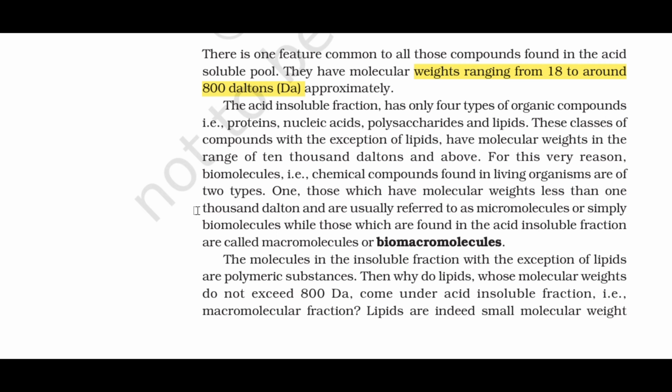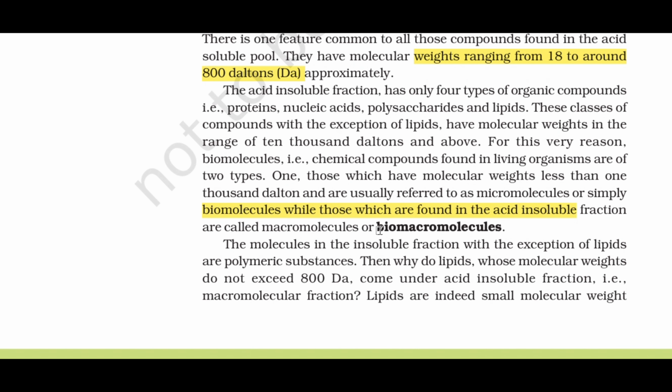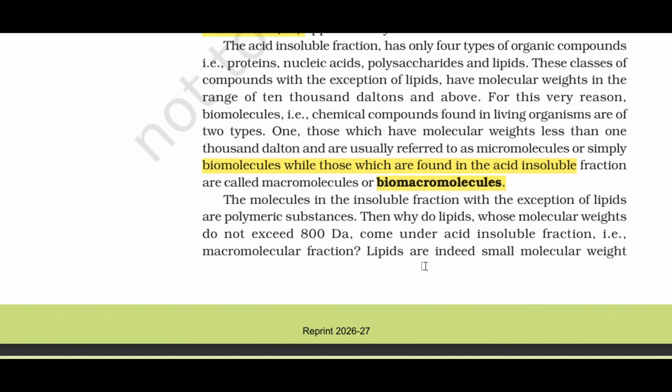For this very reason, biomolecules, i.e., chemical compounds found in living organisms, are of 2 types. 1. Those which have molecular weights less than 1000 daltons and are usually referred to as micromolecules or simply biomolecules, 2. while those which are found in the acid-insoluble fraction are called macromolecules or biomacromolecules. The molecules in the insoluble fraction, with the exception of lipids, are polymeric substances.